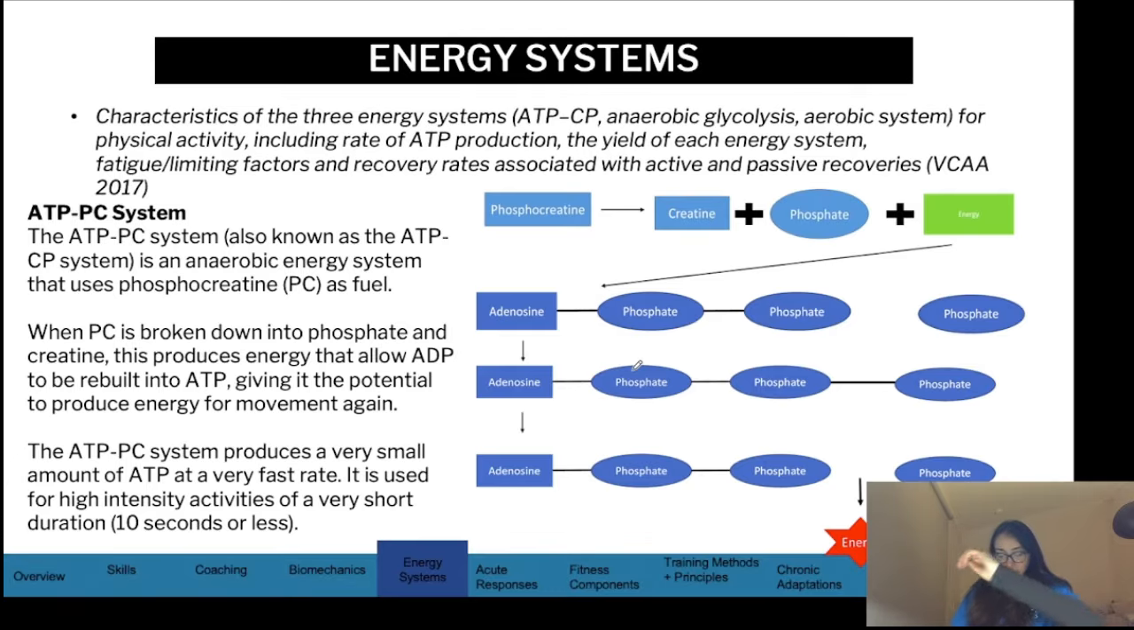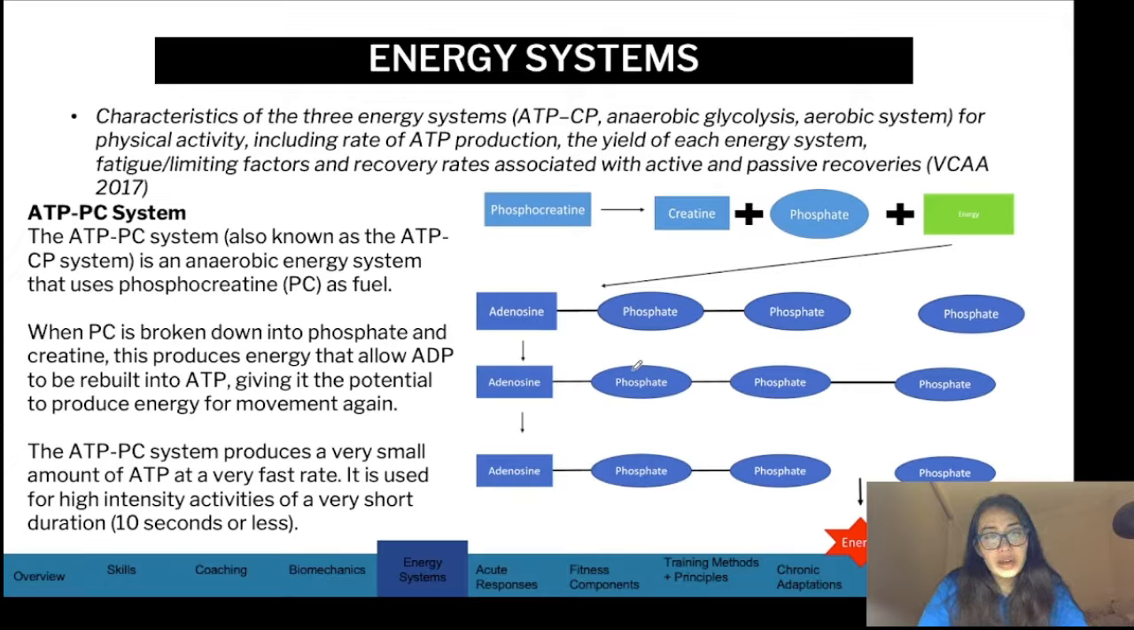Okay, this is a pretty intense looking slide, so we'll go through it. The ATP-PC system is an anaerobic energy system, meaning it doesn't need oxygen, and it uses phosphocreatine as a fuel. This is a chemical fuel. You can't just eat phosphocreatine and get it, so make sure you know that it's a chemical fuel.